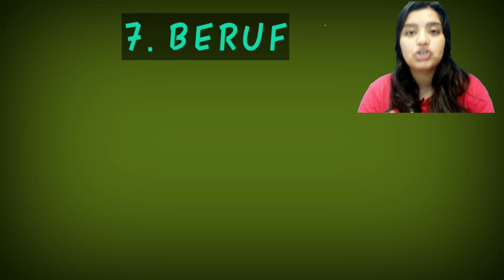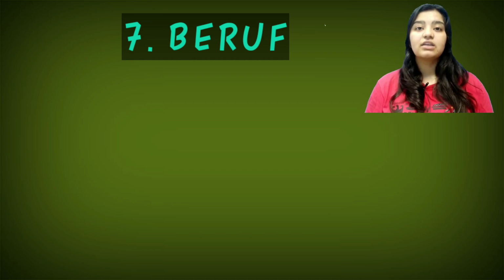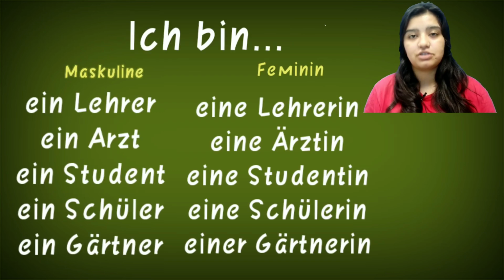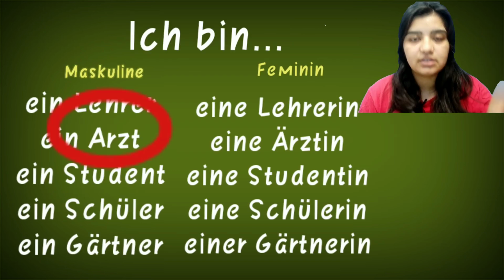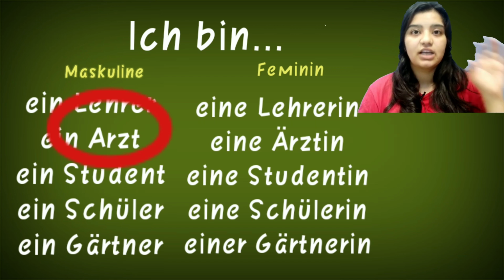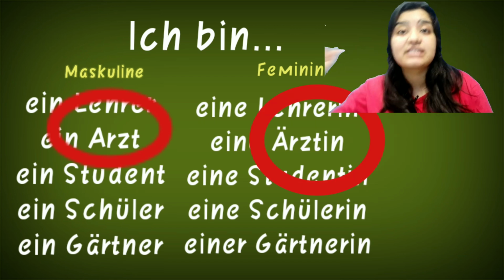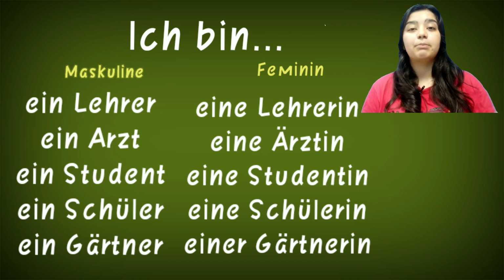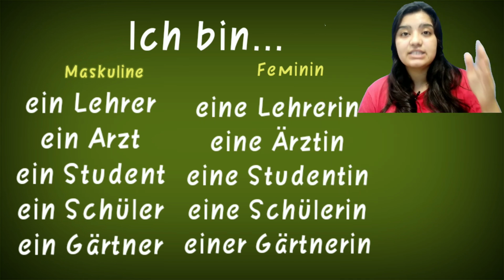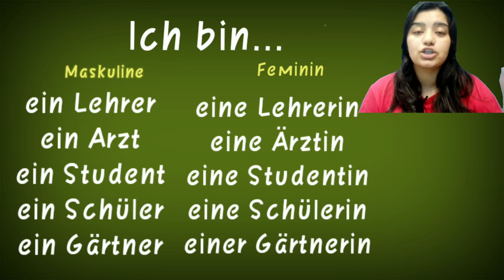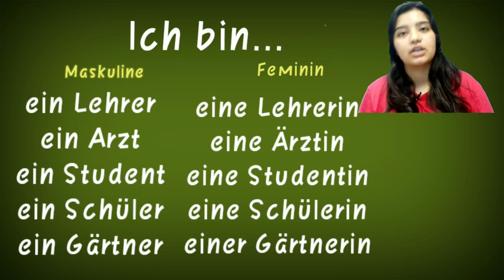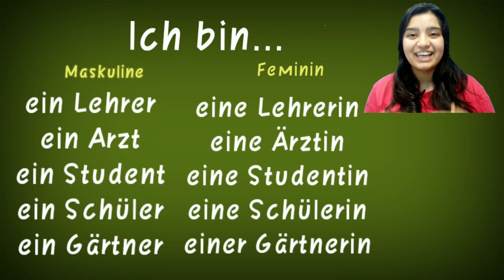When the -in is added at the end of the profession, then it becomes a female profession. For example, Arzt, A-R-Z-T. Arzt und Ärztin. I-N means female doctor. For example, Student, S-T-U-D-E-N-T. Student, Studentin. Female student. So, ich bin eine Lehrerin.